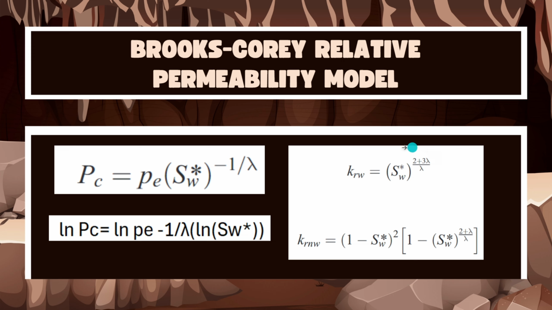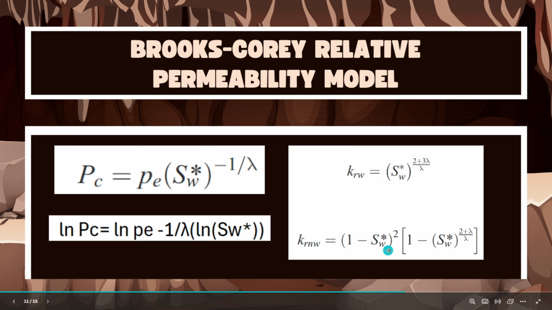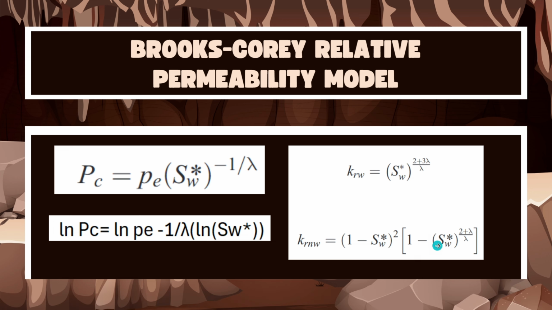And then for the relative permeability, for the wetting phase it is the normalized water saturation to the power of (2 plus 3 lambda) over lambda. For the non-wetting phase, it is 1 minus the normalized water saturation squared, times 1 minus the normalized water saturation to the power of (2 plus lambda) over lambda.